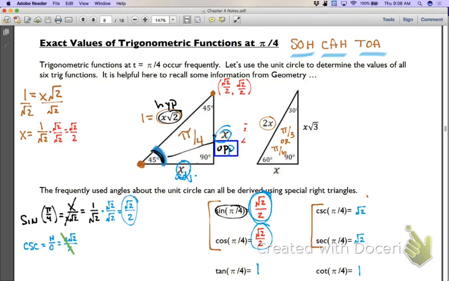Now, I could have done the same thing. I could have taken square root of 2 over 2 and flipped it and had to rationalize everything there. I could have taken this and went 2 over the square root of 2 and had to rationalize it to get 2 times the square root of 2 over 2. Well, they would have canceled anyway, and I would have gotten the same value down here.